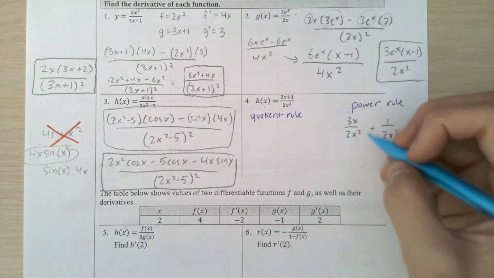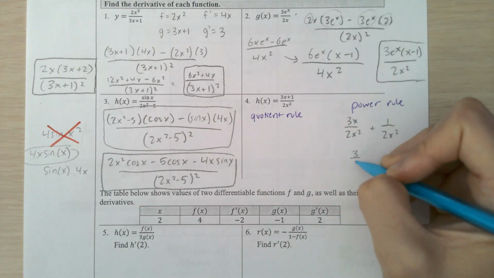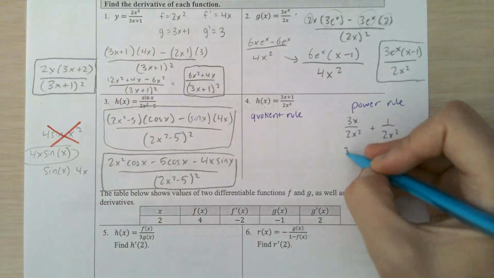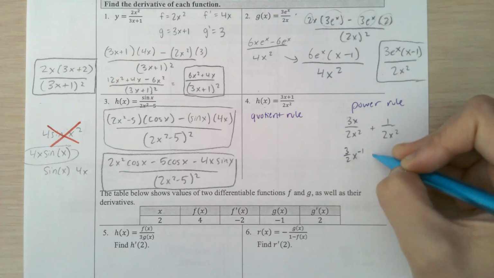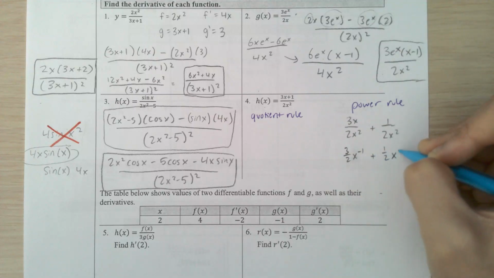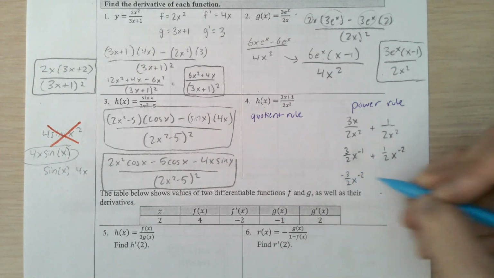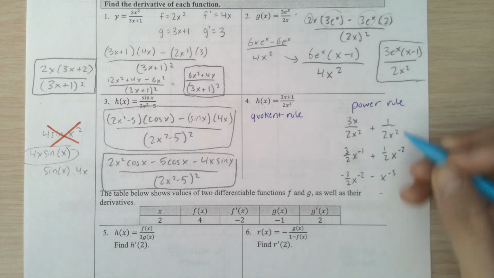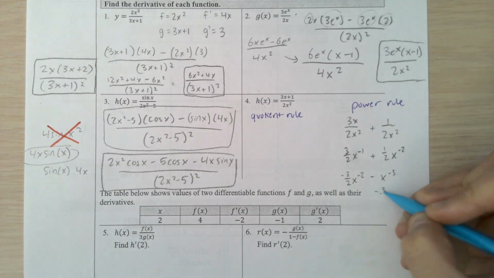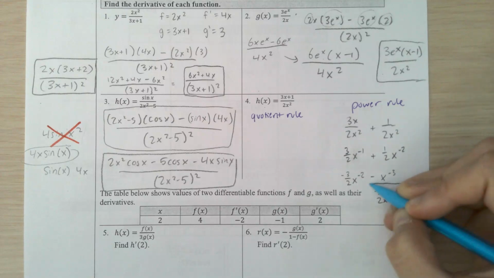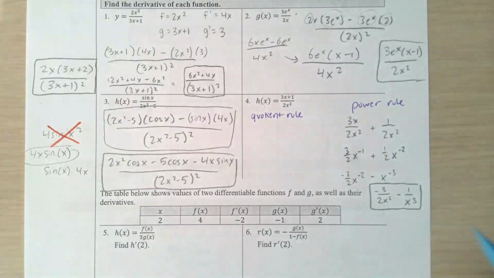We could rewrite this as 3 over 2x to the negative 1 plus 1 over 2x to the negative 2. Then we could just do the power rule. So we have negative 3 over 2x to the negative 2 minus 1 times x to the negative 3. So that would be written as negative 3 over 2x squared minus 1 over x to the cube. Okay, so this would be using the power rule.